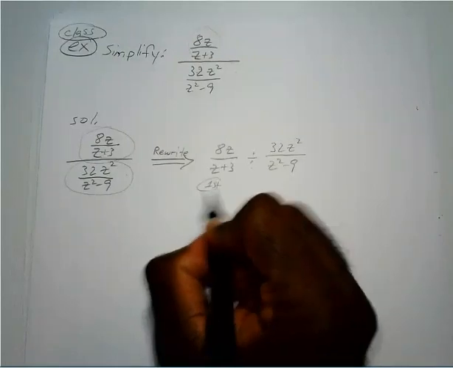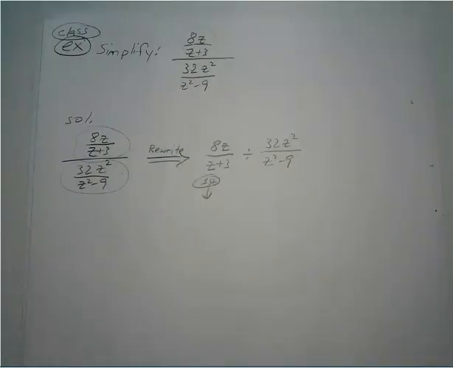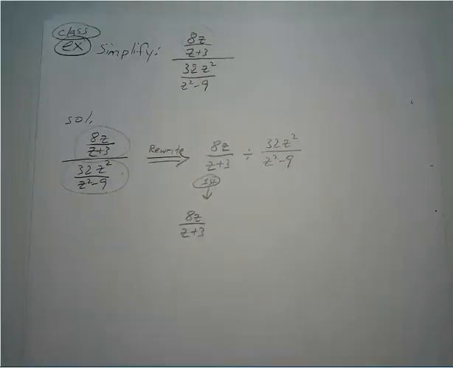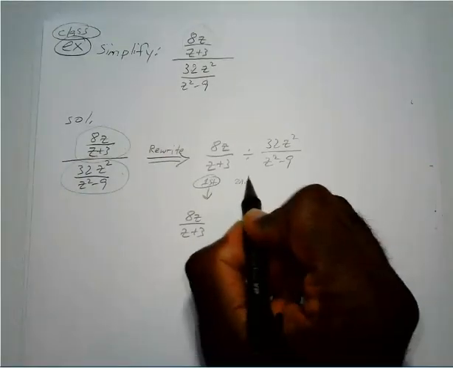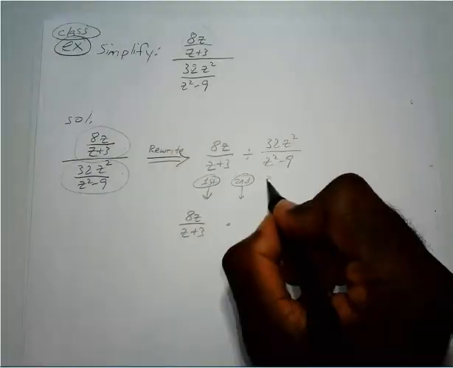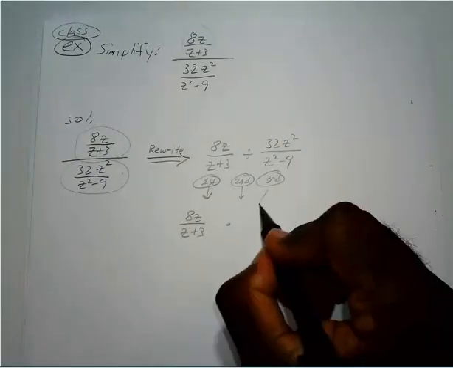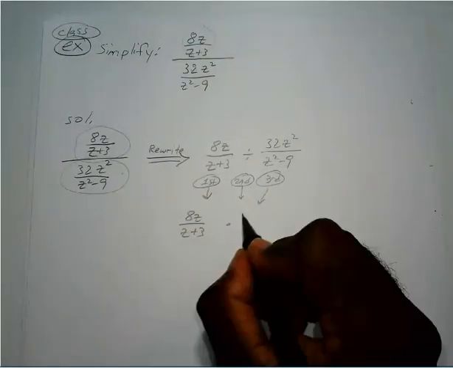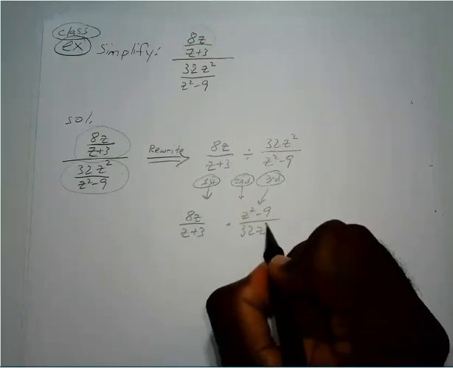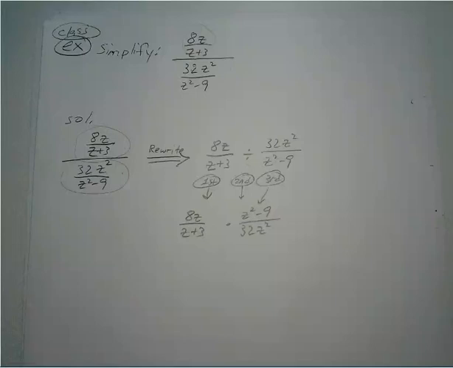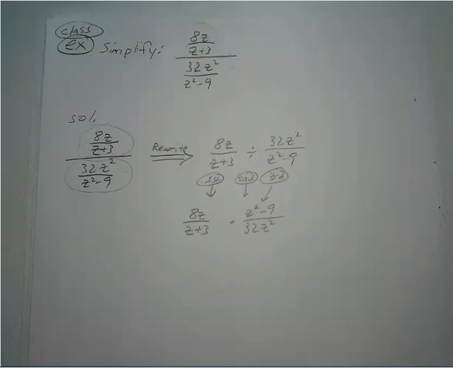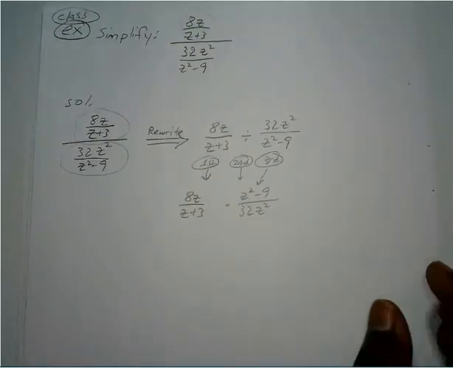So first, you're going to write down the first fraction. So you have 8z over z plus 3. Then you have your second step where division changes to multiplication. And then you have your third step where you flip your second fraction. So you have z squared minus 9 over 32z squared. Alright, so now we're going to go ahead and do our factoring, and we'll do that all on the side here.